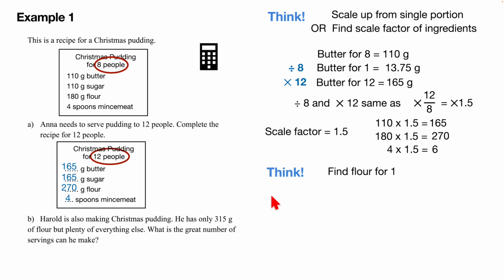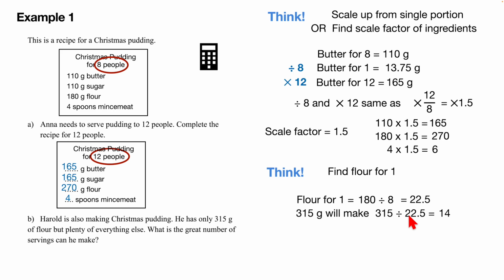Find flour for one portion. Yeah, let's do that. Flour for one equals 180 divided by 8. It's 22.5. And now I take how many I've got, 315 grams, and that'll make 315 divided by 22.5 equals 14. Another round number. Very nice. Okay, check it. The only thing you can do is check your calculations and also check if your answers are reasonable, which these are. A moment of joy.